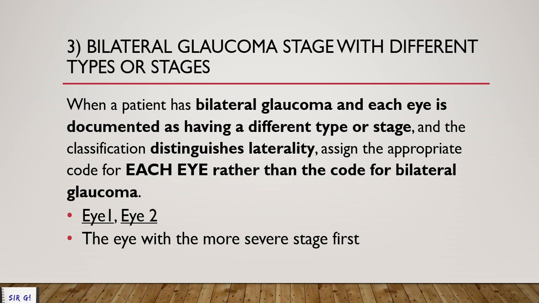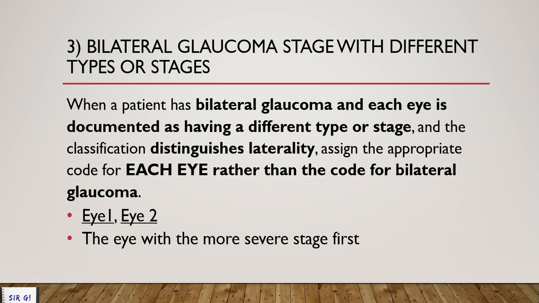It's like a rule of thumb, or common sense, that if you have a different scenario, you need to code them separately. You cannot merge them if they are not the same. Okay? That's the rule of thumb. When a patient has bilateral glaucoma and each eye is documented as having a different type, this is very important.